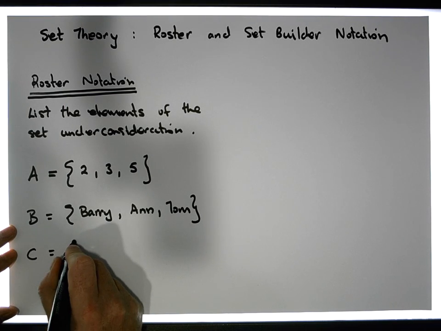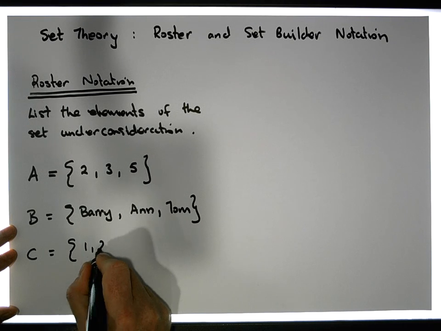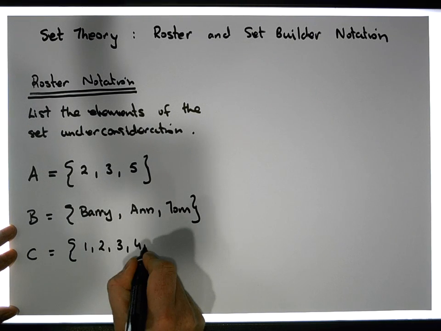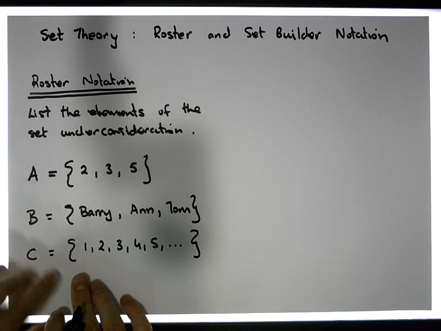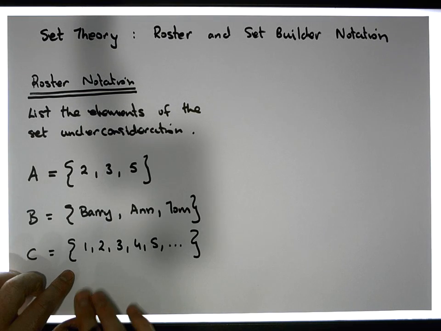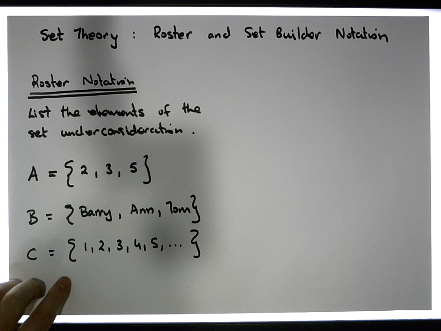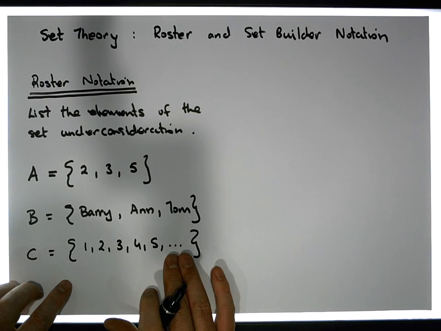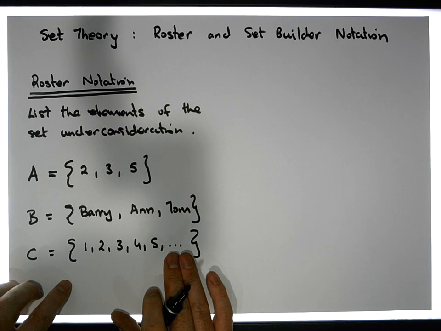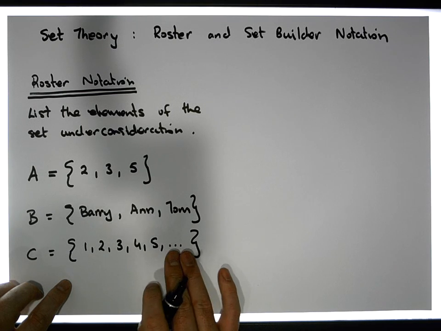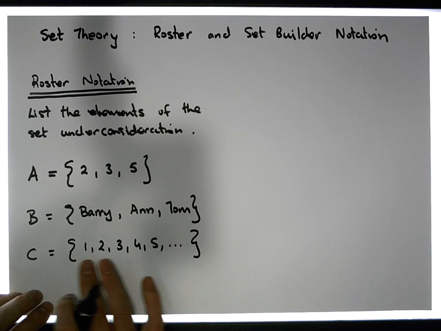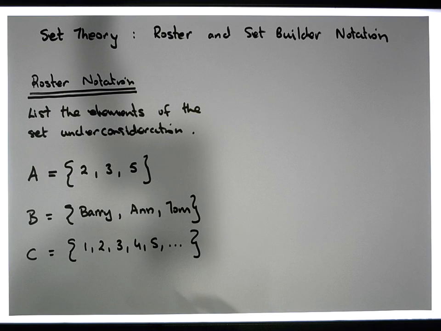C is equal to the set that contains the values 1, 2, 3, 4, 5, and so on and so forth. Although this is an infinite list, we've still listed the contents of the set, albeit there is some pattern that we need to follow, and that's what the 3 dots represent. An ellipsis means follow the pattern that was before. In this case, this actually represents the natural numbers.